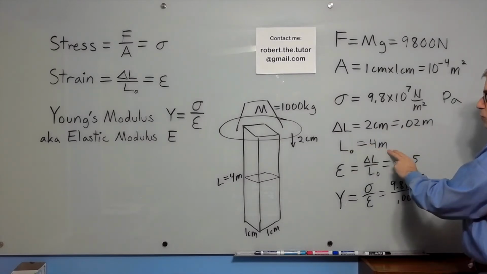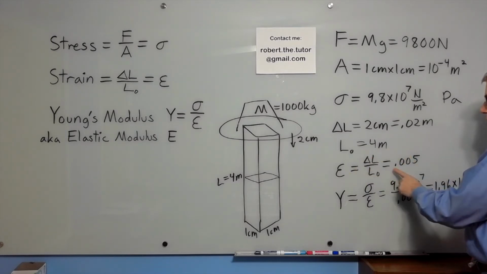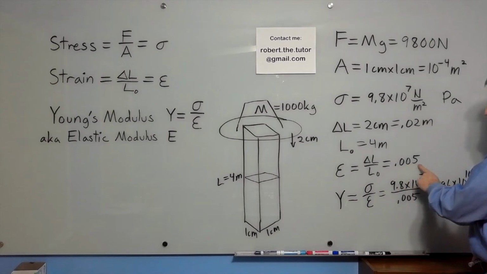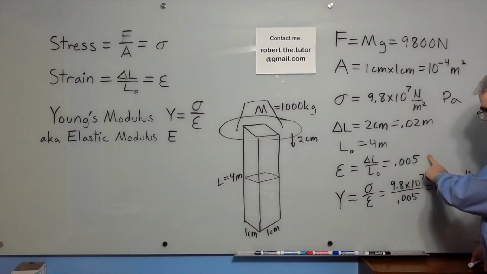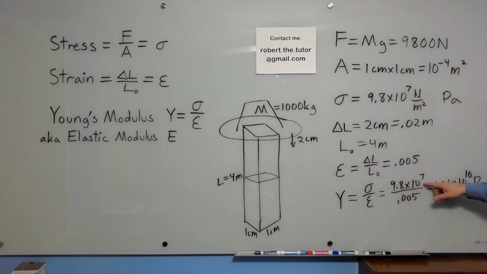L0 is 4 meters. So the strain, delta L over L0, is 0.005. No units on the strain. The meters canceled out. Which means that Young's modulus, stress over strain, is 9.8 times 10 to the 7th pascals over 0.005, and we get 1.96 times 10 to the 10th pascals.